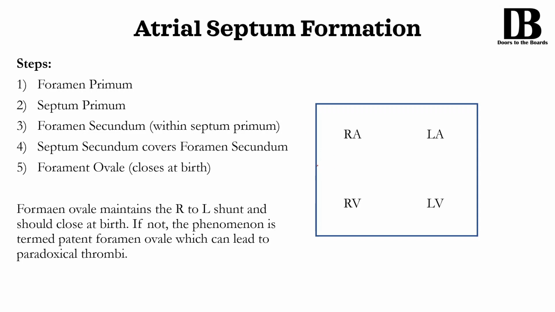What ends up happening is we need to close this gap between the right atrium and the left atrium. This gap is termed foramen primum. Foramen means hole, and primum refers to the first. So the first hole here between the right atrium and left atrium is this big gap between them.